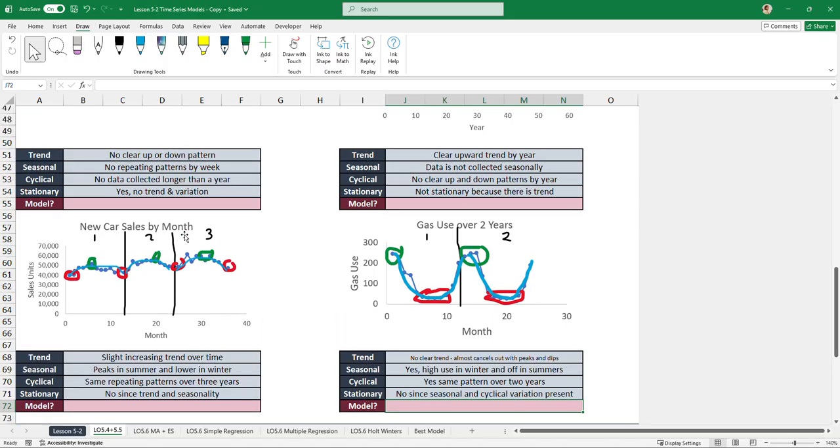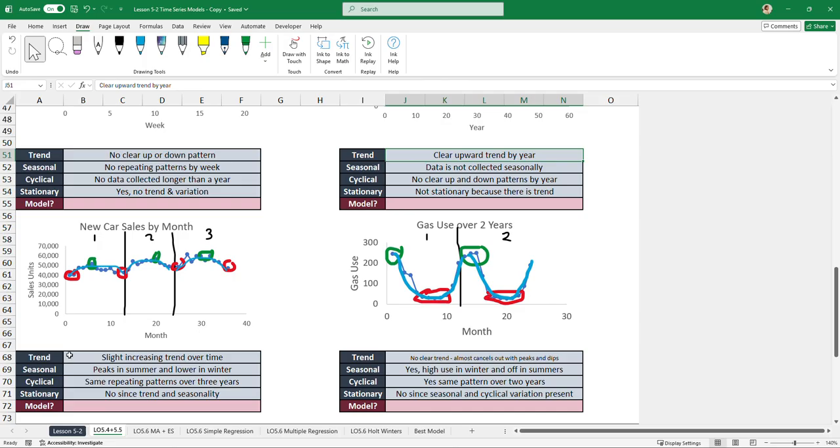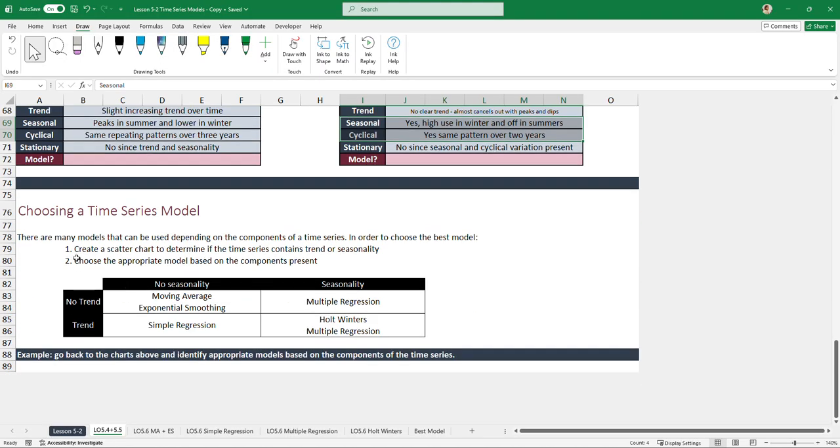So in the first one, we have roughly stationary data, then we have a clear upward trend, then we have trend, seasonal and cyclical, and then we have seasonal and cyclical without a clear trend. The reason it's important to be able to identify these different factors is because that will help you to choose a time series model. There's many types of models that we can choose depending on if your data contains trend or seasonality. How we choose is we can use this chart.